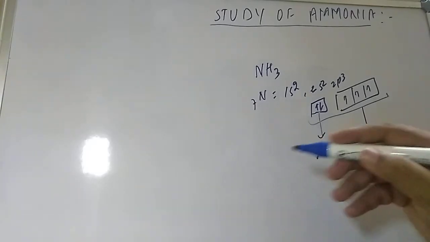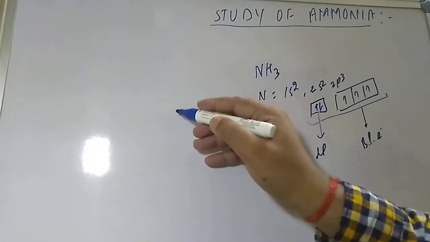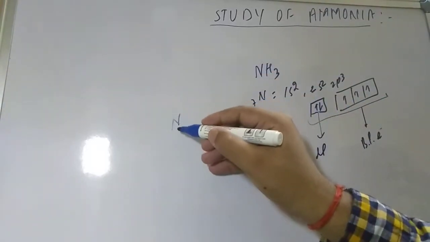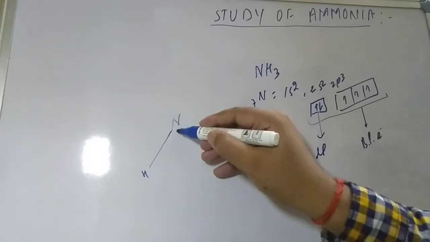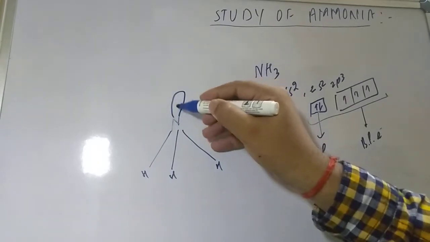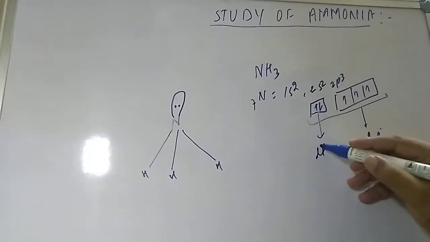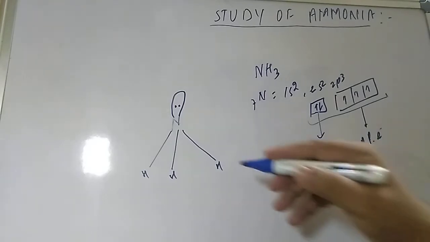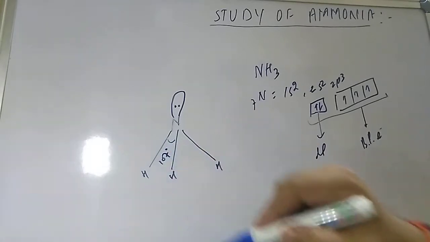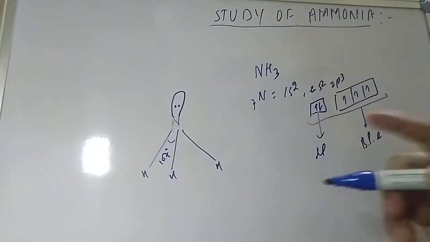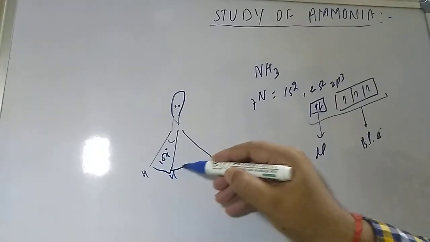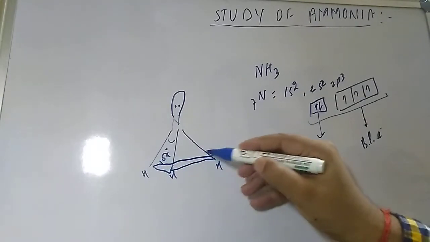So in the case of ammonia, it has a pyramidal shape, in which one orbital has the lone pair electron and the other three form the bonds, and the bond angle is 107 degrees. This is the bond angle, and the shape is pyramidal. If you see the detailed shape, you will find that a pyramid is getting formed.